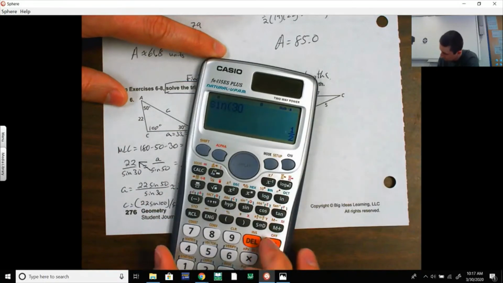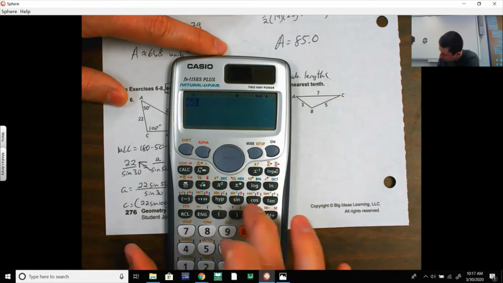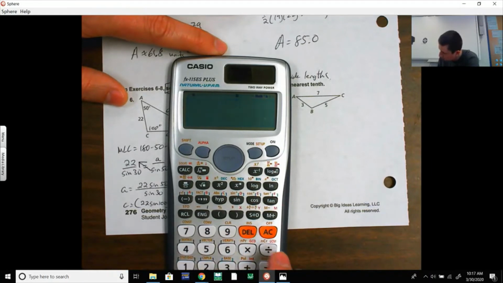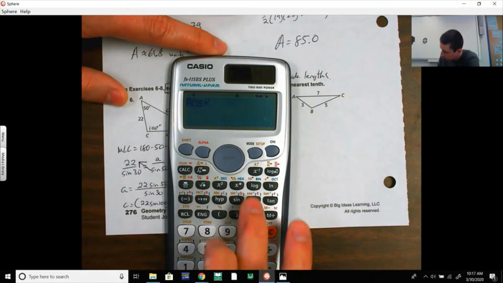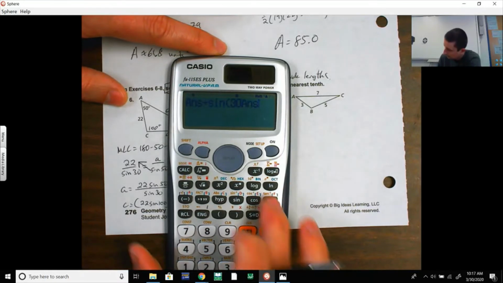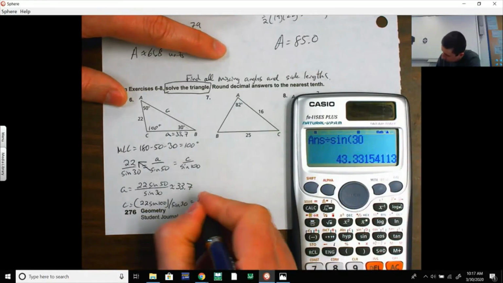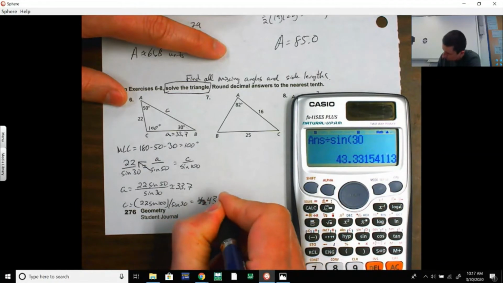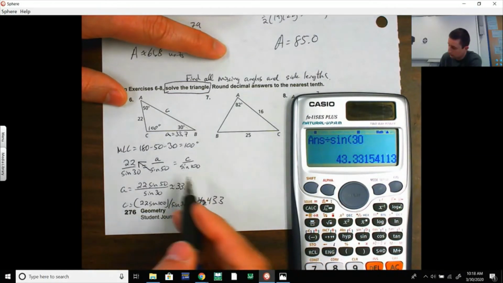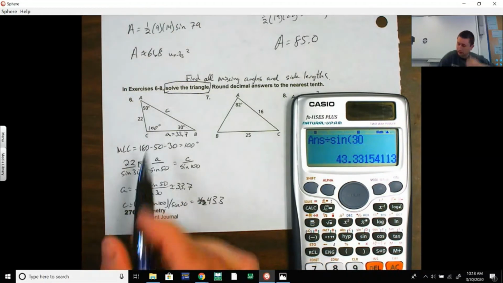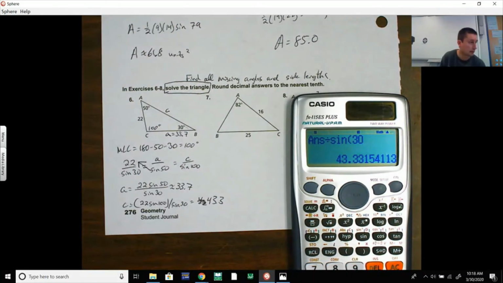Nah, I didn't hit the divided by. That doesn't sound right. 22 times the sine of 100 divided by the sine of 30. Boom. 43.3. That sounds better. So C is 43.3, A is 33.7, and then angle C is 100. We found all the remaining sides.